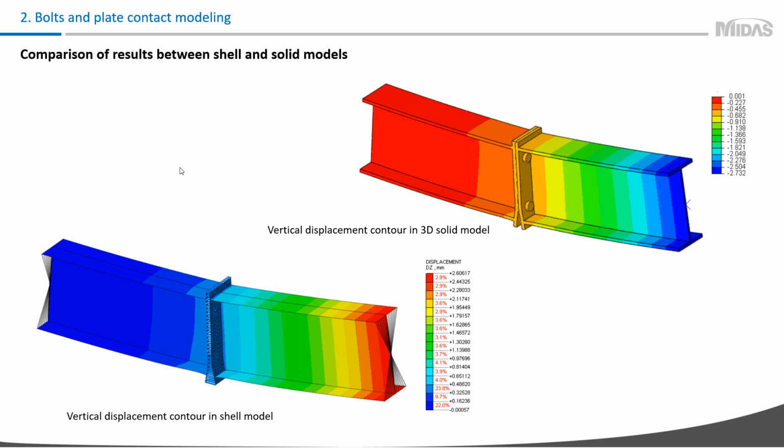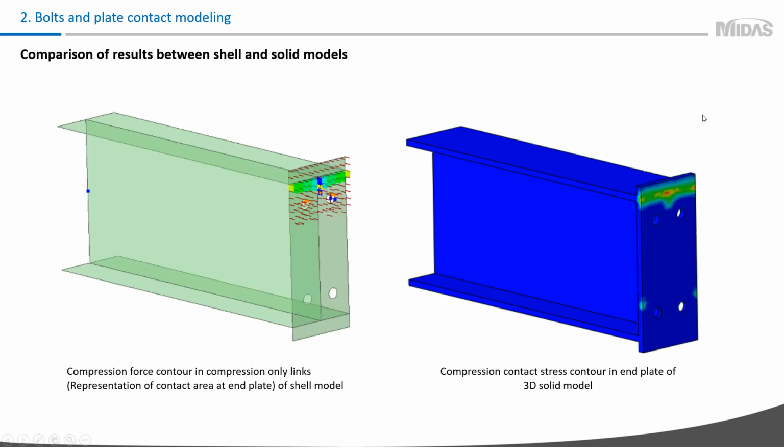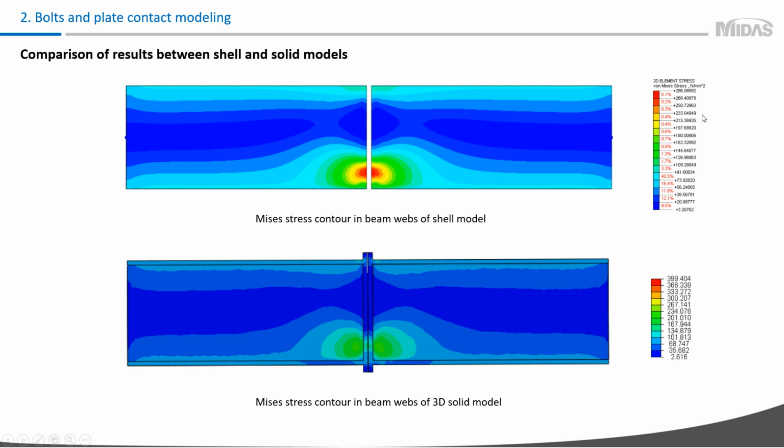Now, comparison with 3D solid model. On this slide, you can see a deformed view of model and end plate separation. The picture is similar, and vertical displacement in shell model is 2.6 millimeters, and in solid model 2.7 millimeters. Here is the Midas stress distribution in web of beam, and the average stress is 280 MPa.